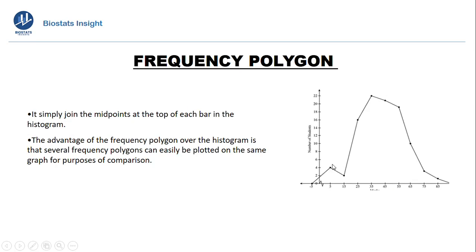Next, the frequency polygon. As I said earlier, a frequency polygon is used to connect the midpoints of each bar, like in a histogram. The advantage of a frequency polygon over the histogram is that several frequency polygons can easily be plotted on the same graph for the purpose of comparison.